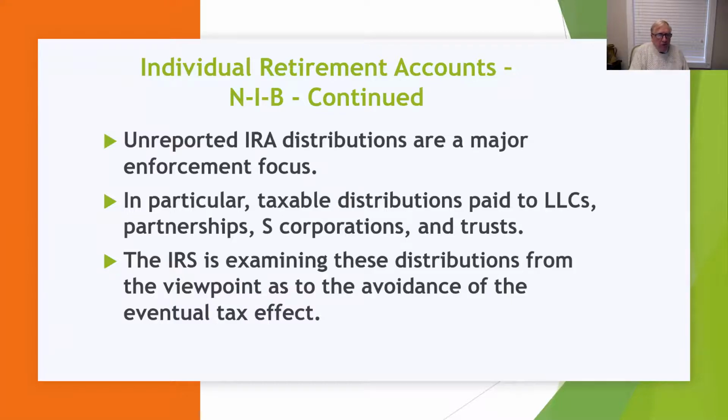And as I said, unreported IRA distributions are a major enforcement focus, in particular taxable distributions paid to LLCs, partnerships, S corporations, and trusts. Now, the IRS is examining these distributions from the viewpoint of the avoidance of the eventual tax effect. The feeling that an IRA can be left to a trust and that will somehow insulate it from income taxes is foolish. That does not happen. In one case 2 years ago, the IRS followed the IRA distribution, which was to a trust, which was immediately given to 3 charitable beneficiaries, 3 charities, and went after the charities for the tax on that.